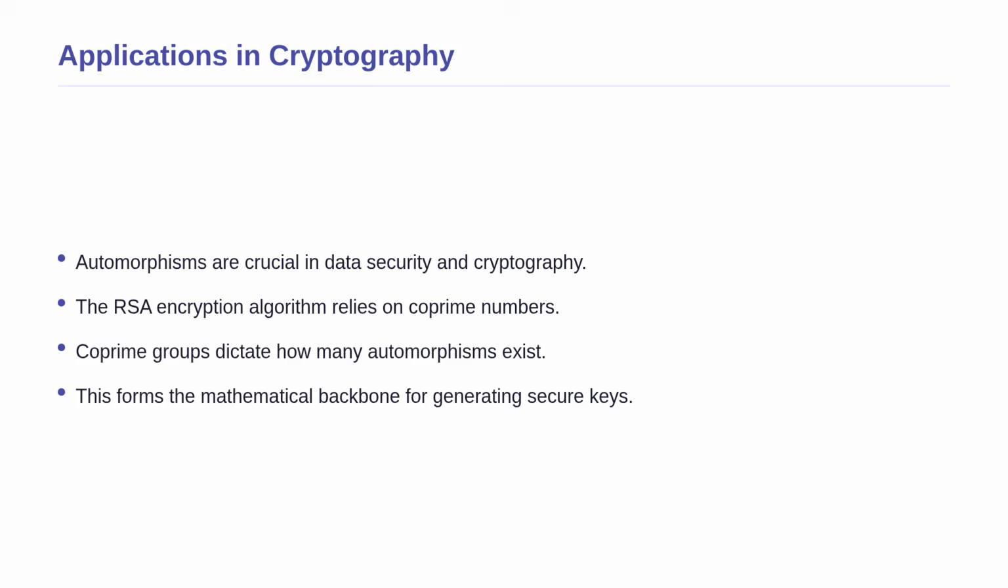Before we conclude, you might wonder why this matters in the real world. Understanding the automorphisms of cyclic groups is incredibly important in modern technology, particularly in data security. The widely used RSA encryption algorithm relies heavily on the properties of numbers that are co-prime to a given modulus. The predictable, structured behavior of these mappings forms the mathematical backbone of how secure keys are generated, allowing us to securely scramble and unscramble sensitive data across the internet.